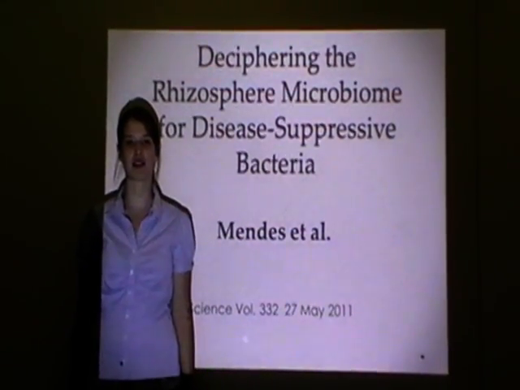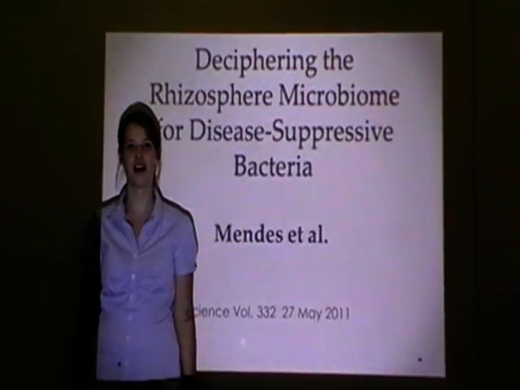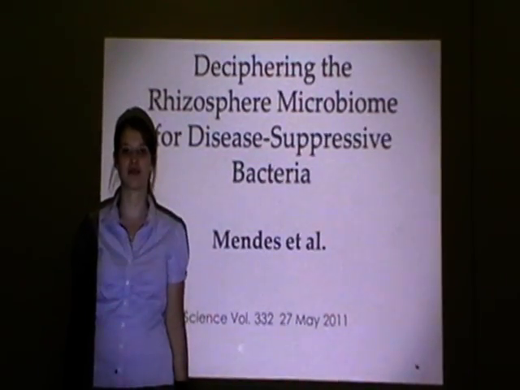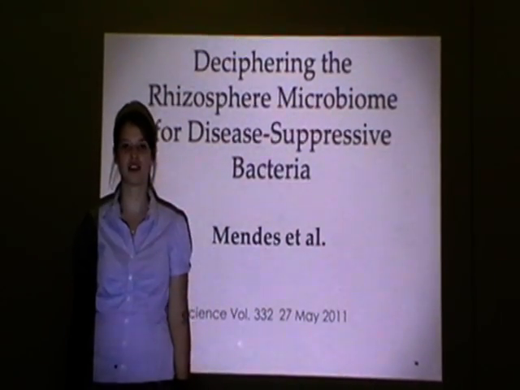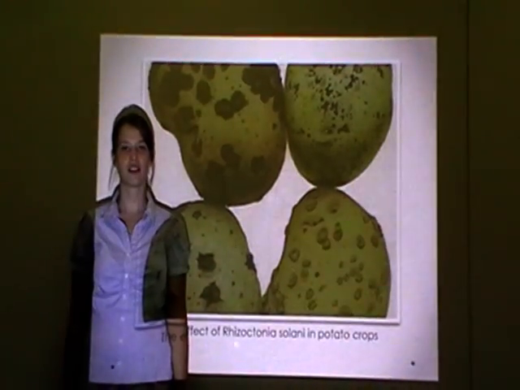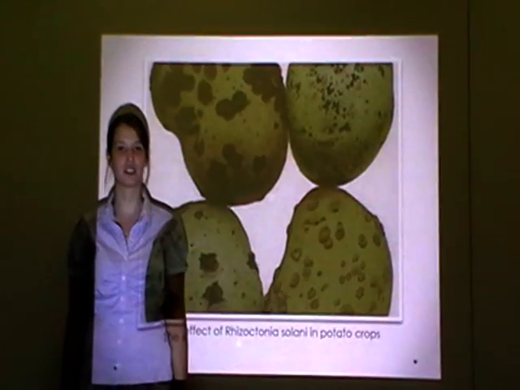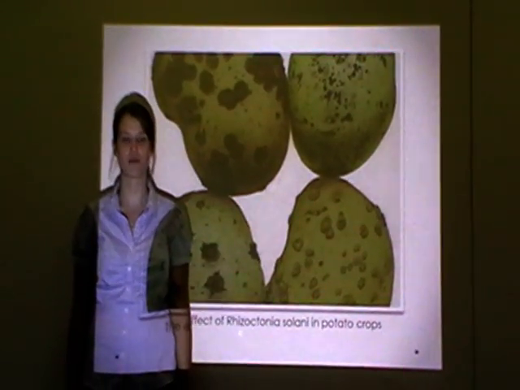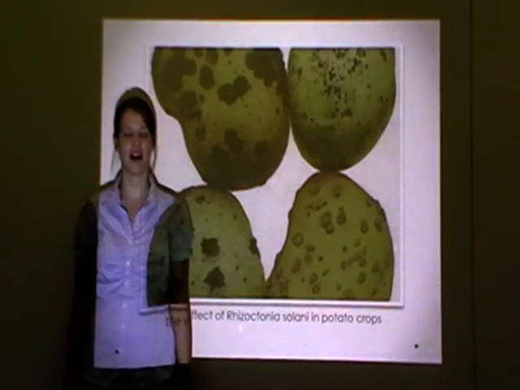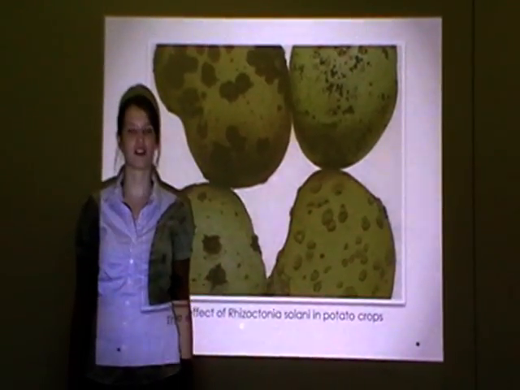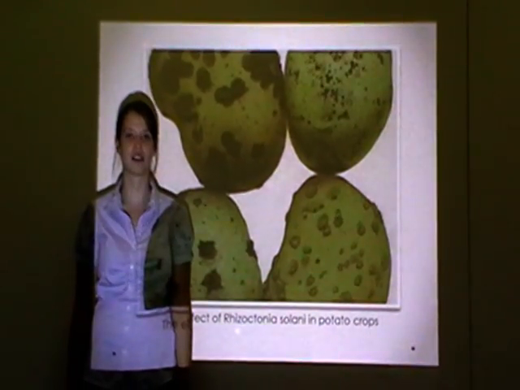Deciphering the rhizosphere microbiome for disease-suppressive bacteria, I would first like to introduce the pathogen which this study is based upon, and the reason for this investigation, Rhizoctonia solani. Rhizoctonia solani is a soil-borne pathogen which attacks the roots of important agricultural crops such as sugar beet, potato, and rice, causing serious economic impacts, especially on seedlings.